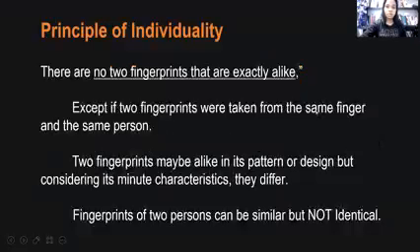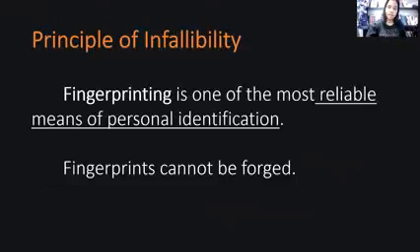Second principle would be the principle of individuality. This principle provides that there are no two fingerprints that are exactly alike, except if two fingerprints were taken from the same finger of the same person. Also, two fingerprints may be alike in pattern or design, but considering their minute characteristics, they differ. Fingerprints of two persons can be similar but not identical.